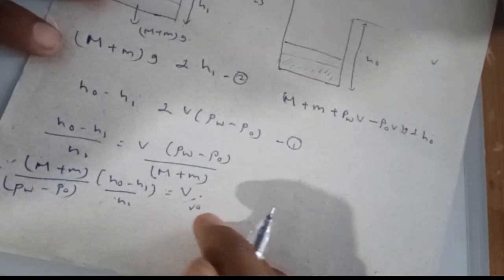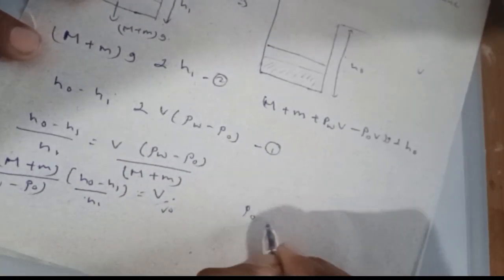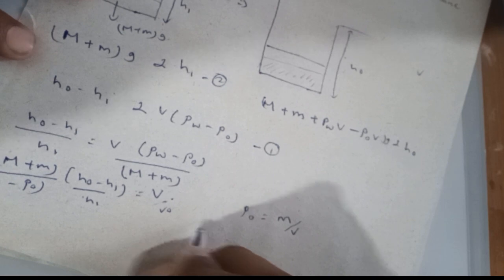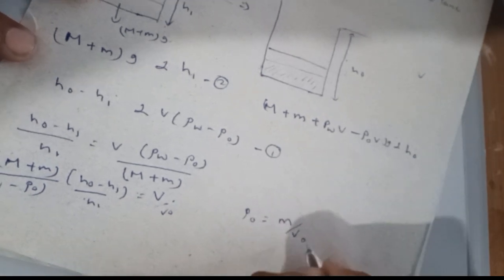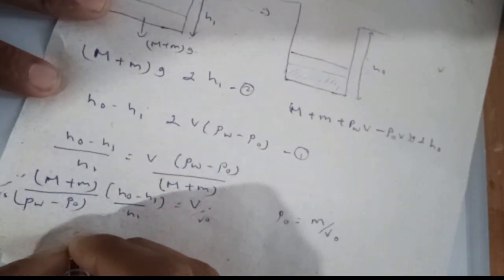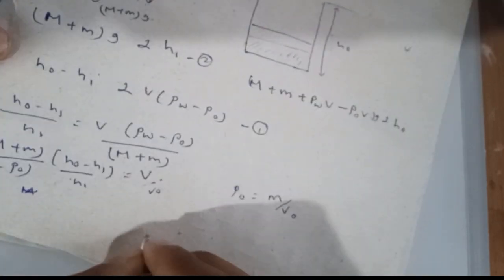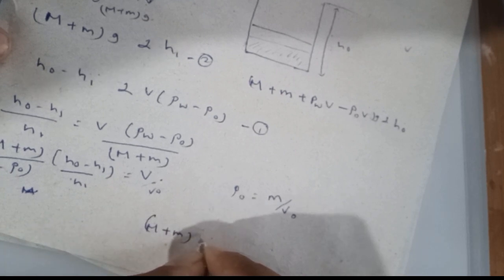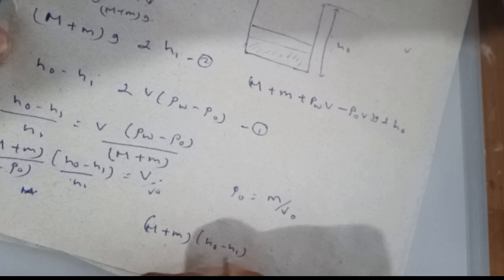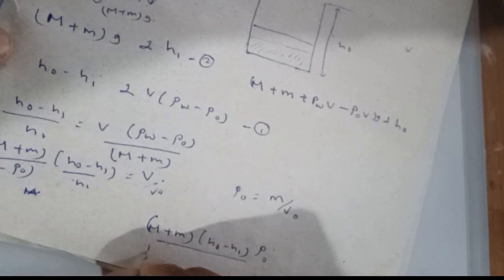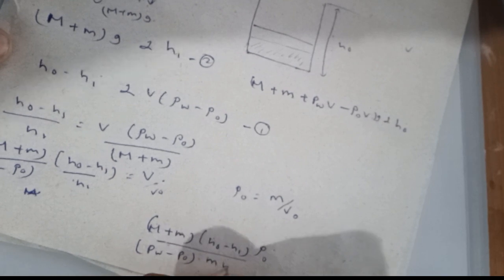And you should understand that rho naught, the density of oil, is equal to the mass of oil divided by the volume of oil. So from here we can get V naught as m over rho naught. So from here we would get an answer. So this would be our answer.